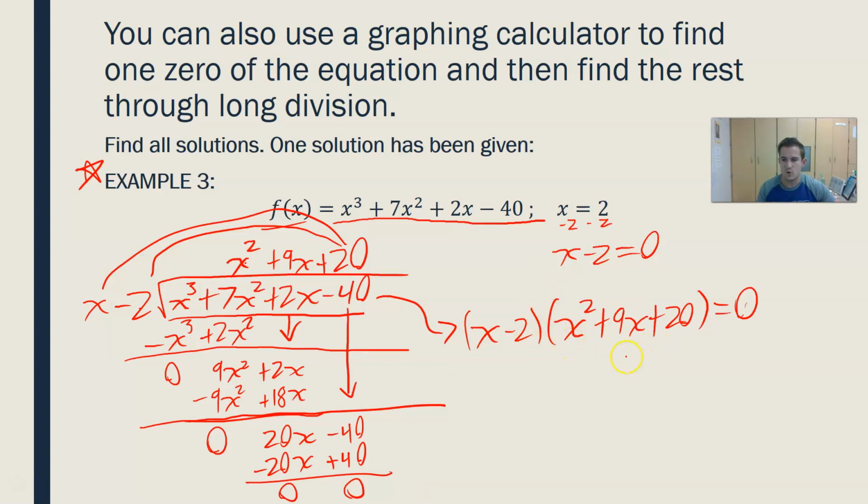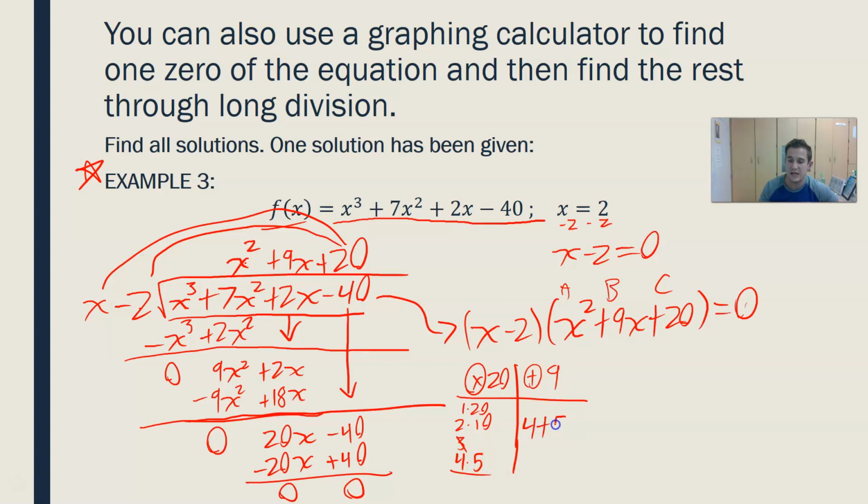So, if I have x squared plus 9x plus 20, here's a, b, and c. I need to find two numbers that multiply to make 20 and add up to make 9. What two numbers multiply to make 20 and add up to 9? Well, I have 1 times 20, 2 times 10, 3 times nothing, 4 times 5. Well, 4 times 5 is 20. 4 plus 5 is also 9.